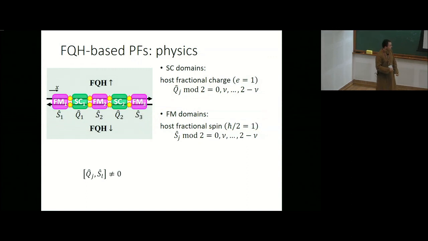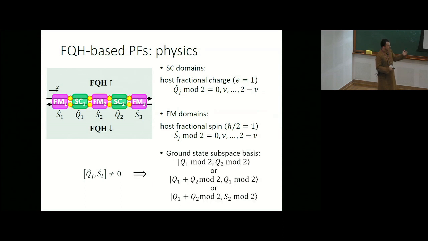I either know coordinate or I know momentum of a quantum particle. Same here. So how can I label the basis of this ground state subspace? I can label it by the charges of the 2 superconducting domains, or just a simple rewriting of the total charge into the charge of the first domain, or a less trivial rewriting. I can choose the total charge of these 2 domains and spin of the middle ferromagnetic domain. These are all equally valid bases in the ground state subspace.